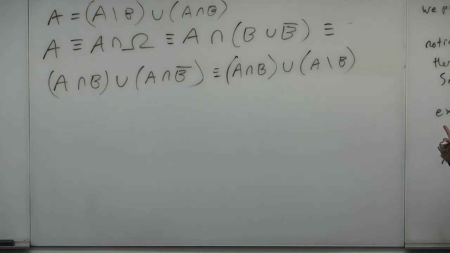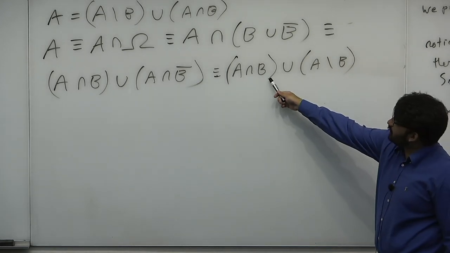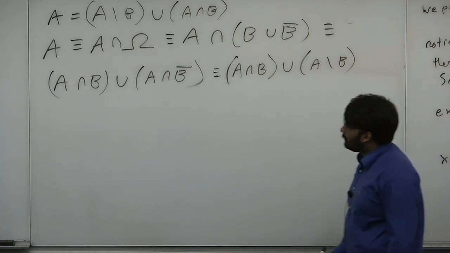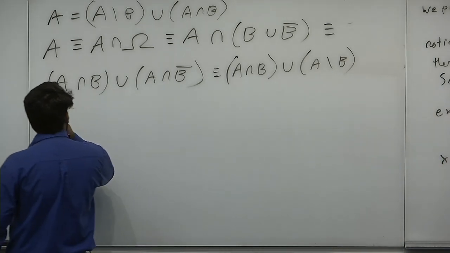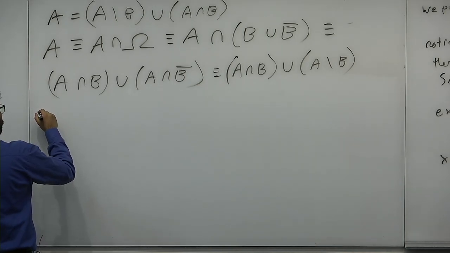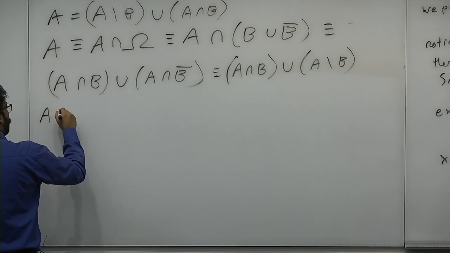Questions on this? Everything that's in A is either in B also or not in B. So that's one way to think of that. Now let's proceed with the rules. Consider A union B.